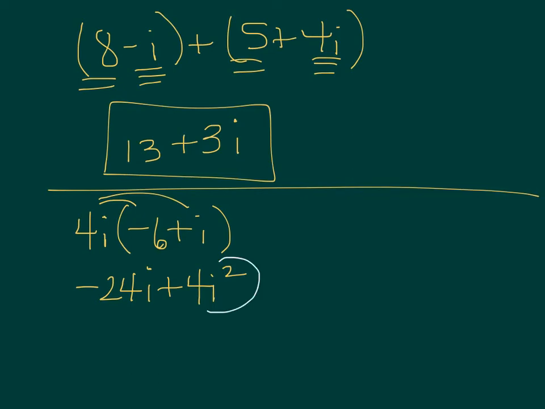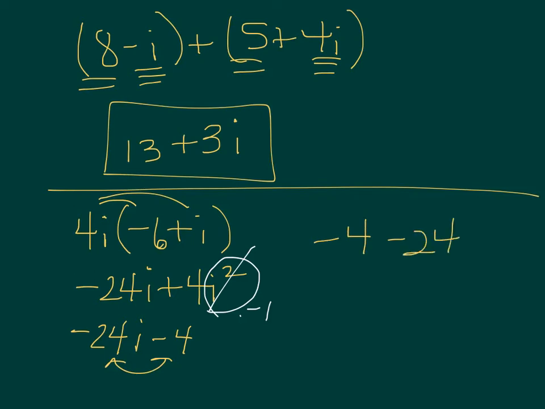Now, i squared, as we know from before, is actually negative 1. So instead of 4 times i squared, this is actually 4 times negative 1. So I could rewrite this problem, negative 24i minus 4. 4 times negative 1 is negative 4. And then, of course, I would want to switch the order of this because we want our real number to come first and our imaginary number to come last, making my complex number negative 4 minus 24i.